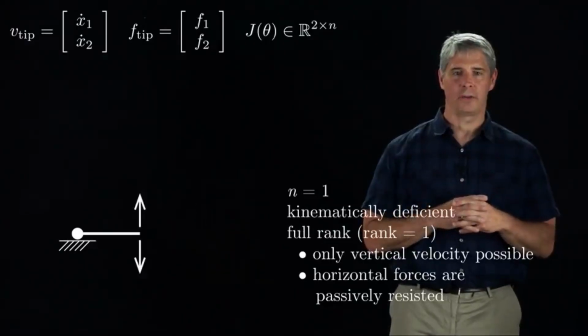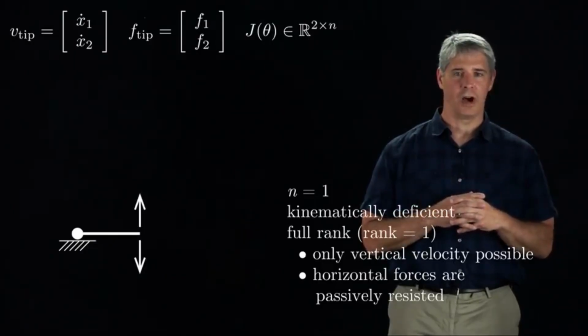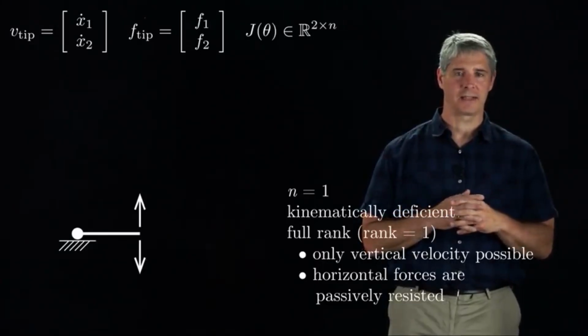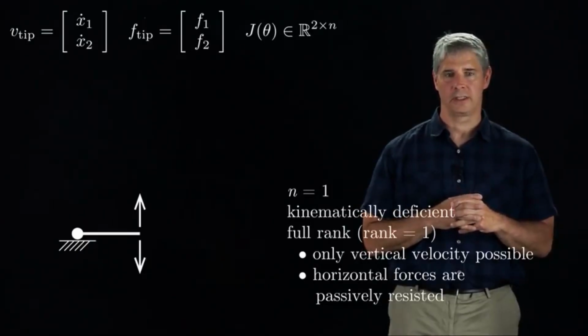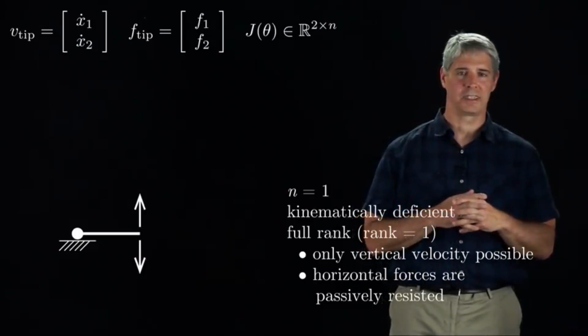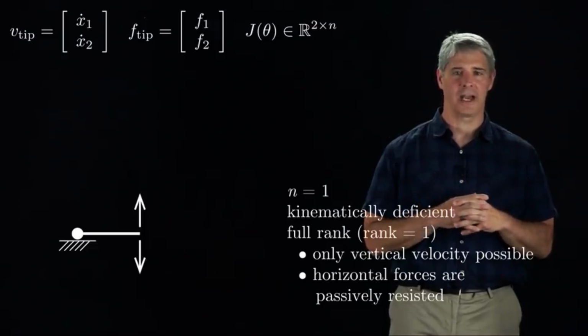Finally, we have a 1R robot. The Jacobian is 2x1 and is full rank, meaning the rank is equal to 1 at any configuration. This robot is kinematically deficient for the task of achieving arbitrary linear velocities at the tip, as it can only achieve linear velocities perpendicular to the link. Any horizontal force is passively resisted by the joint, while any vertical force must be actively resisted by the joint torque. In the next and final video of Chapter 5, we will characterize how close a robot is to being singular using the manipulability ellipsoid touched on in the first video of this chapter.